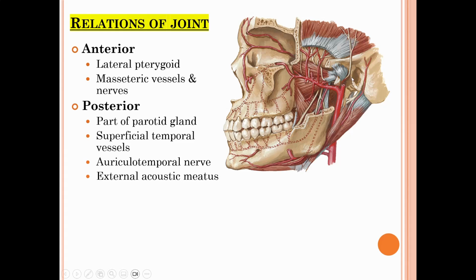The posterior relation will be here: the part of the parotid gland and the superficial temporal vessels. Can you see here the termination of the external carotid artery? This is the maxillary artery and this is the superficial temporal artery. Then there is the auriculotemporal nerve coming from the posterior division of the mandibular nerve, and the external acoustic meatus here. So you can see the anterior and posterior relations of the temporomandibular joint.